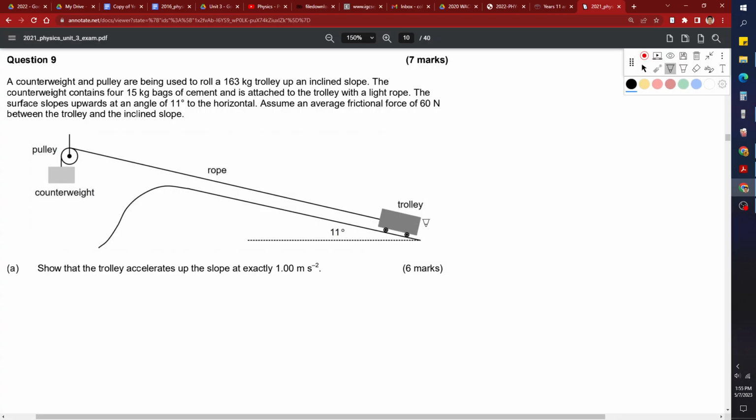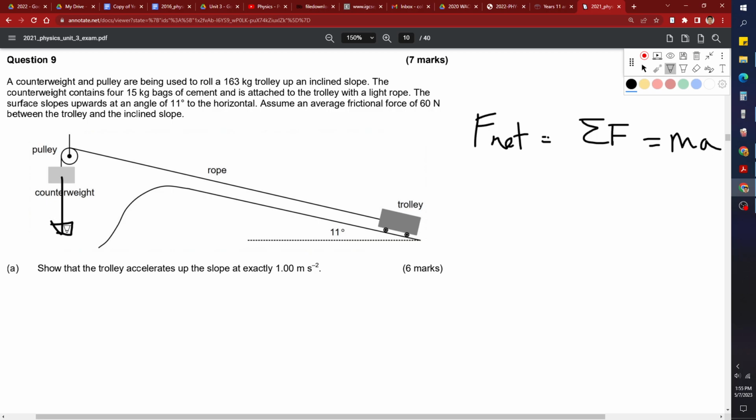Okay? Again, net force is the sum of all forces. Net force also equals mass times acceleration. So we know this, okay? So what we're going to do is just identify the forces that are acting on the trolley and the counterweight, and we're just going to ignore tension, and you'll see why it doesn't really matter if we have tension or not.